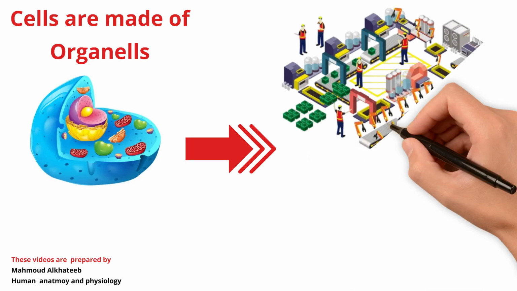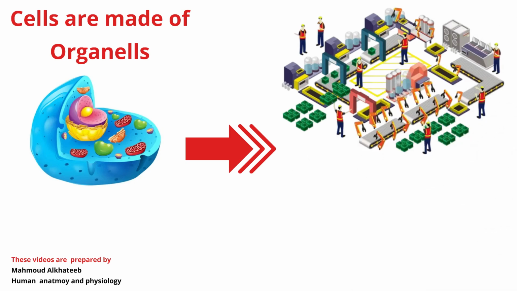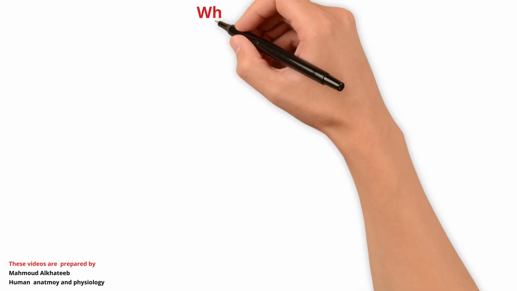Imagine each cell as a tiny, self-sufficient factory, where every organelle functions like a machine within this factory to perform special tasks to produce the products. But the important question is, how do these remarkable units come into being?